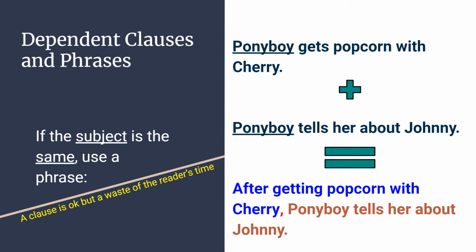And this one just also has a time phrase, this dependent one. If you want to shorten that to make the whole first dependent clause a phrase, you would remove the subject. After getting popcorn with cherry, Ponyboy tells her about Johnny. And so the subject is Ponyboy in the middle of that sentence, in the independent clause.